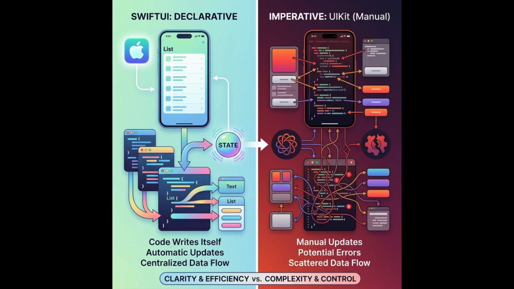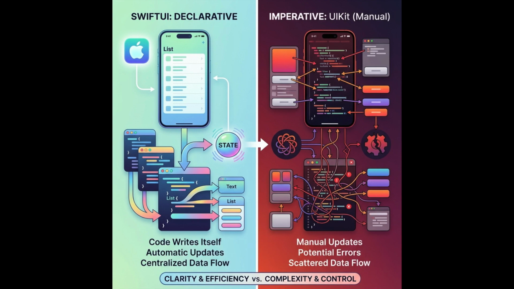SwiftUI is a new declarative UI framework from Apple, allowing building user interfaces on all Apple platforms, iOS, macOS, watchOS, tvOS, using Swift. Declarative style means you just need to describe what the UI will look like based on the current state of data, state. SwiftUI will automatically handle UI updates when state changes.